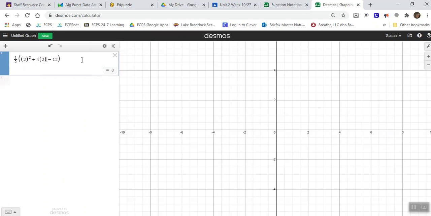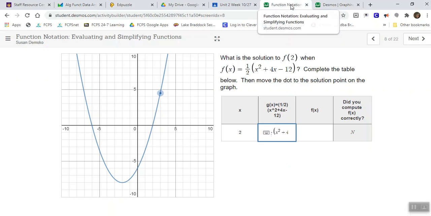So I have the whole thing here. So you can see my answer is 0. It's not going to graph it because I've gotten rid of all my x's. It's just acting as a calculator. So now I'm going to copy this. Control C. I'm going to go back to here and I'm going to get rid of everything that I had originally put in here.